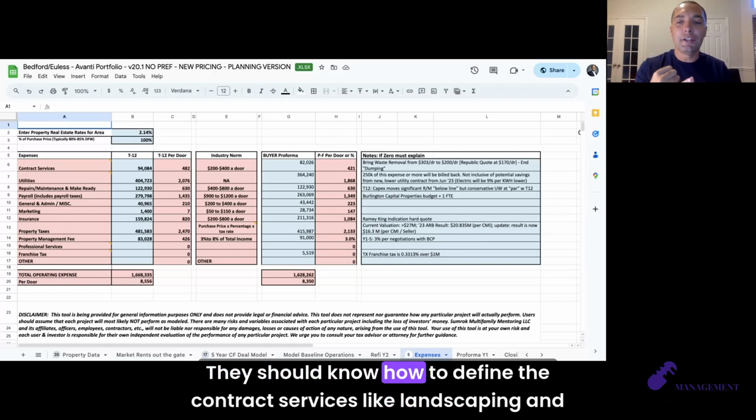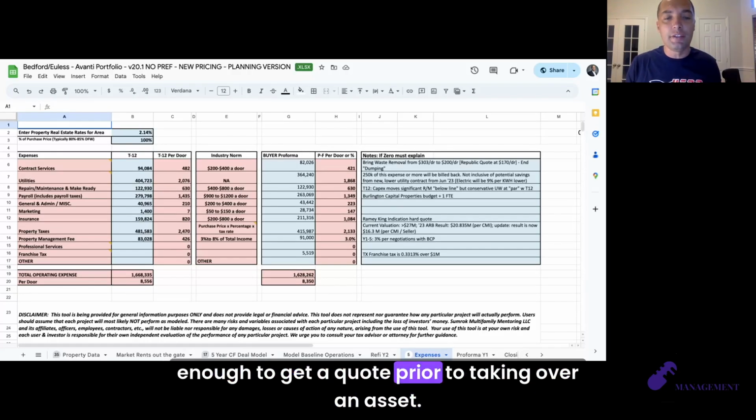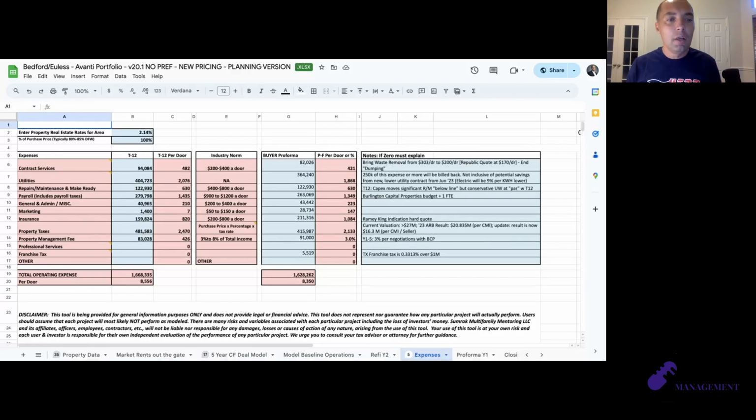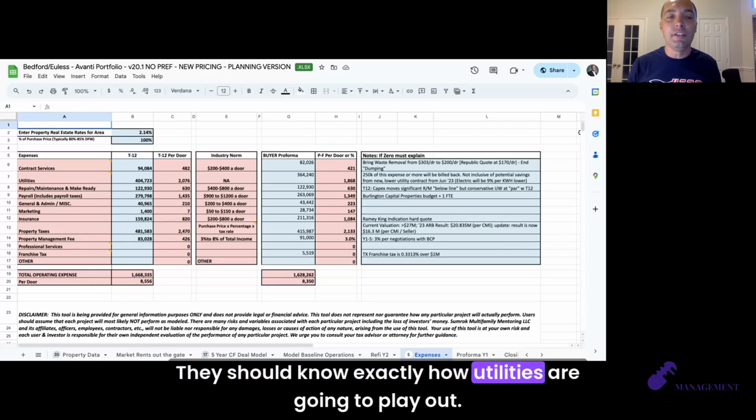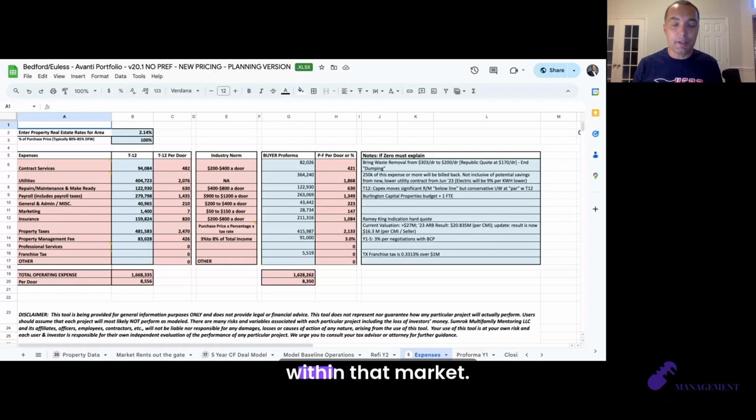And that's what every good sponsor should have in their local market. They should know how to define the contract services like landscaping and waste removal, because they should know the companies that provide those services well enough to get a quote prior to taking over an asset. They should know exactly how utilities are going to play out. Utilities are a really huge expense, and every market should have a specialist within that market.